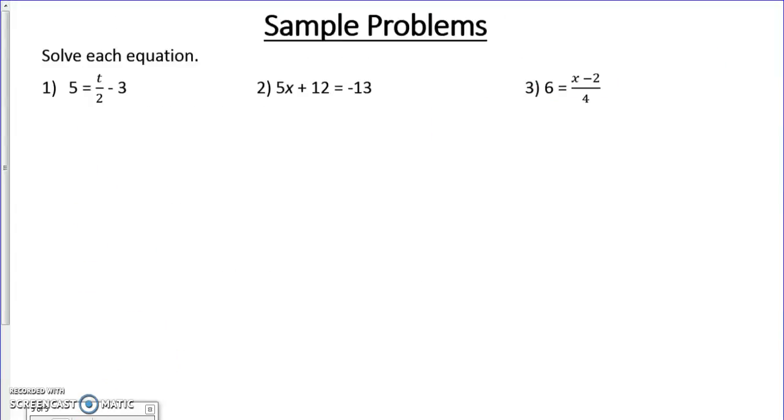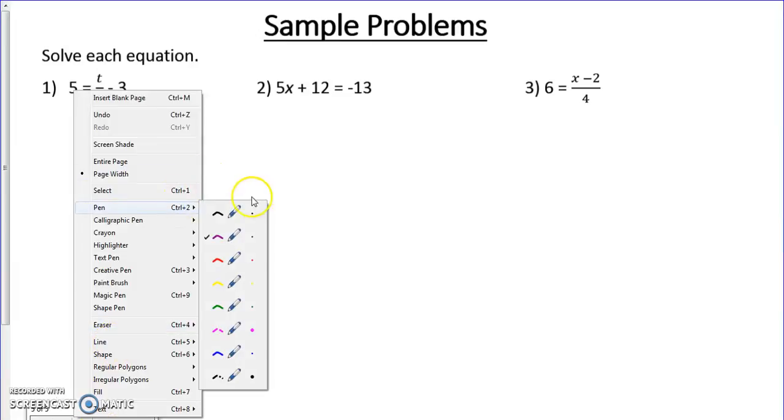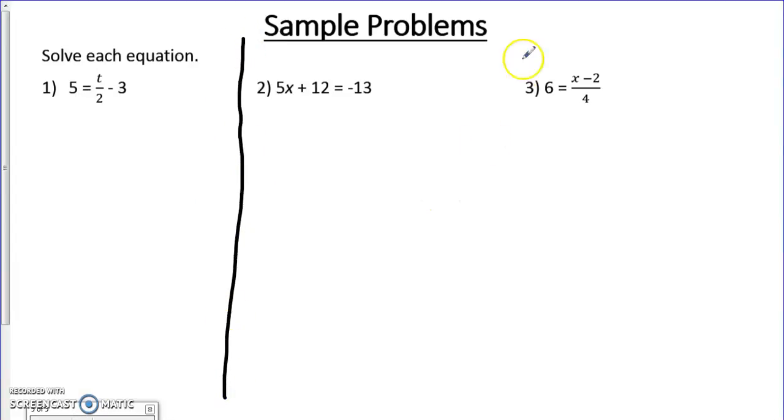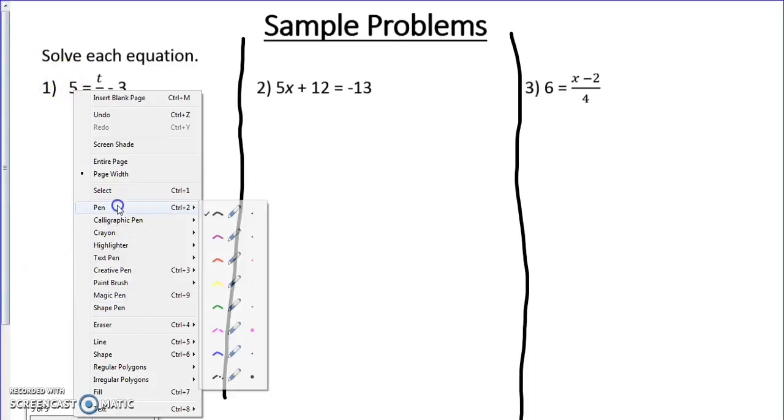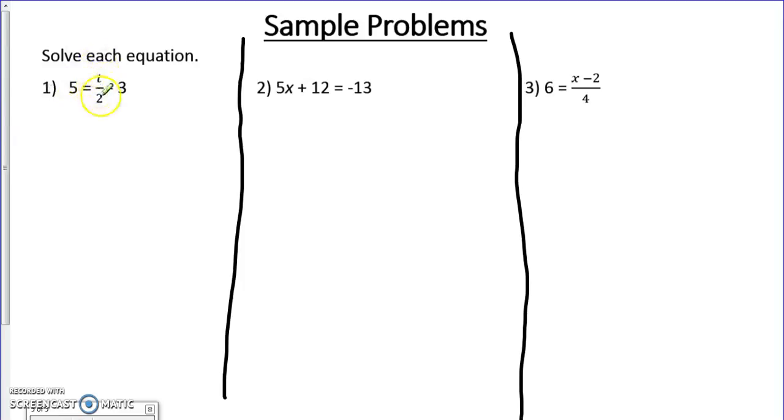Okay, so let's do some sample problems. To make this easier, I'm going to draw some lines here. Let's look at number 1. Here we have 5 equals t over 2 minus 3. You don't want to say t over 2, you want to say t divided by 2 minus 3. So I identify the operations: division first, then subtraction. I'm going to undo the operations in the reverse order. So instead of subtracting 3, because that's the last thing I did, I'm going to first add 3 to both sides.